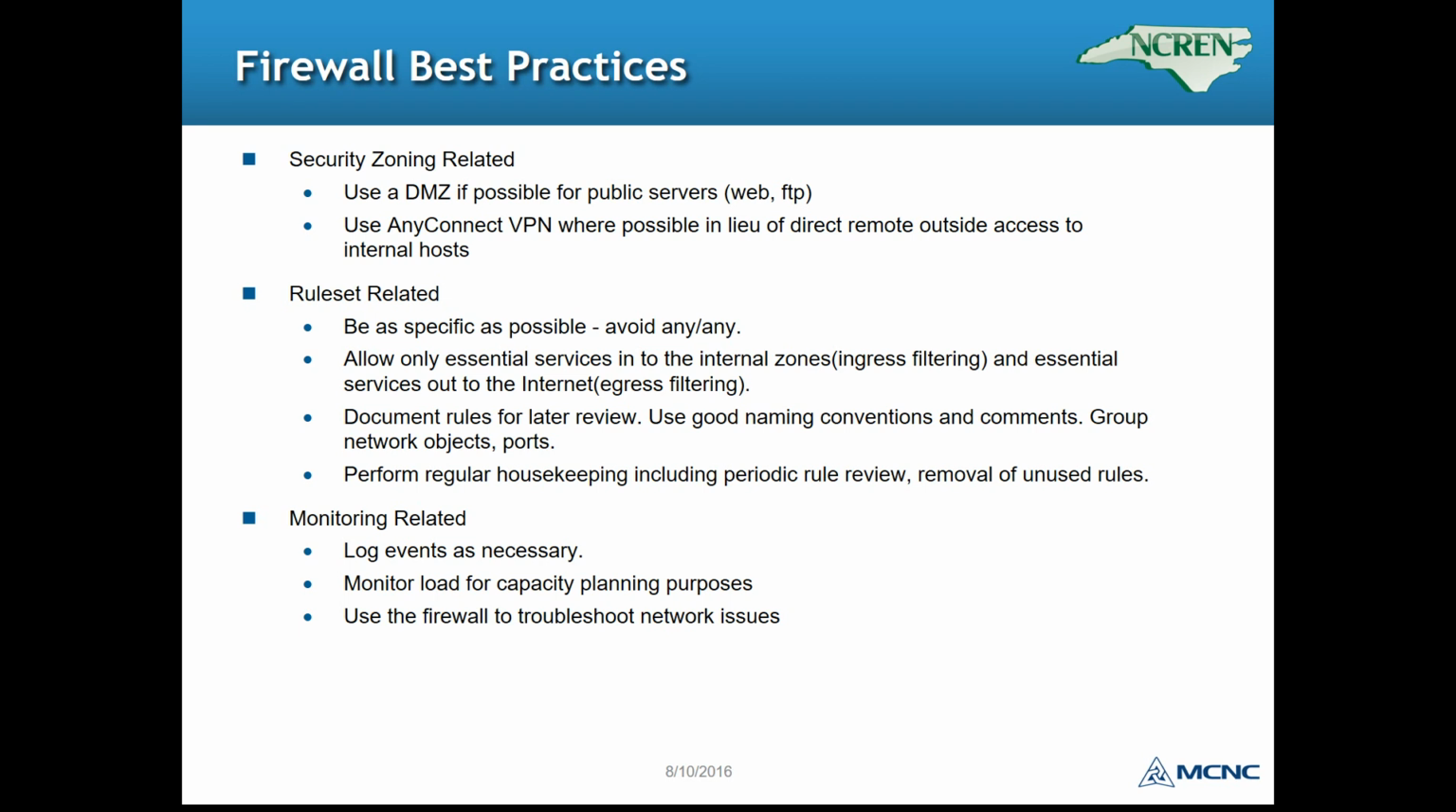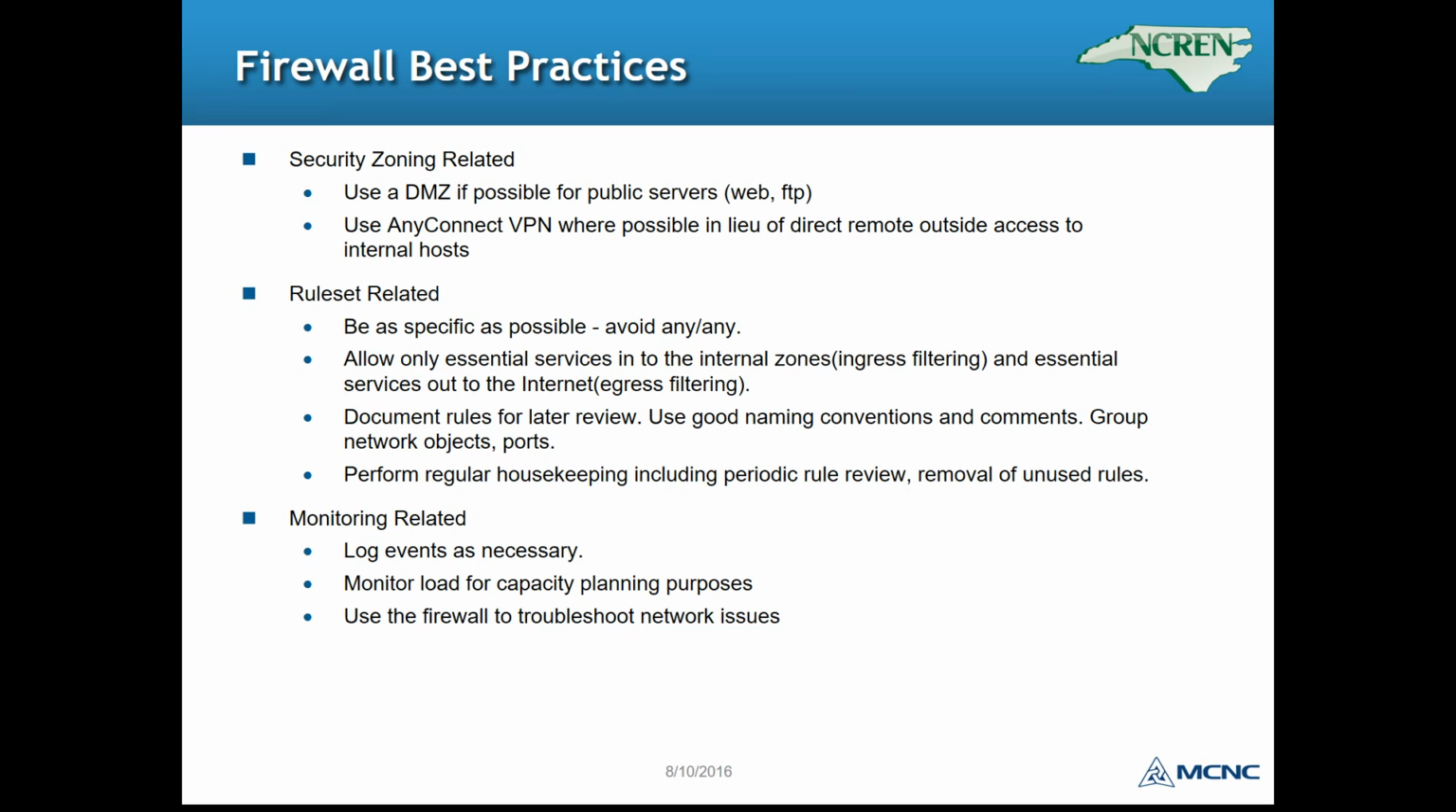Ingress filtering, basically that's filtering stuff coming from the internet going into your servers, least privilege type thing. And basically only allow essential services out to the internet, or egress filtering. Folks on my inside network going out to the internet, I really should only be allowing them out on business required ports. And this cuts down on a lot of BitTorrent and things like that that can create headaches for you. Document your rules for later review.